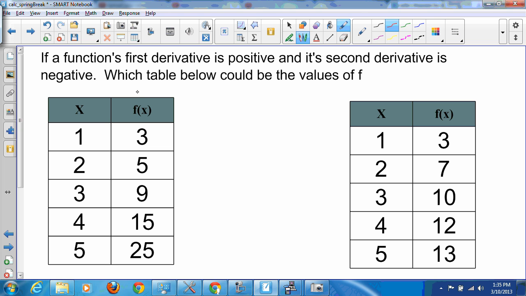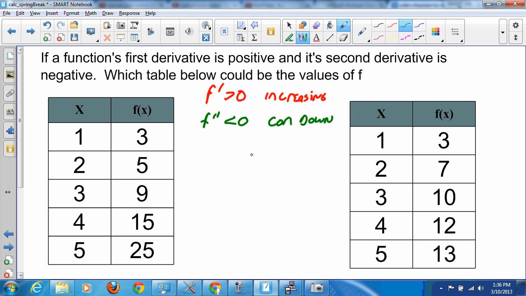Alright, so here's a table problem, and let's read the question. It says the function's first derivative is positive, so it's always greater than 0, meaning that this function is always increasing. And its second derivative, they tell us, is what? Negative. So when the second derivative is always negative, it is what? Concave down.